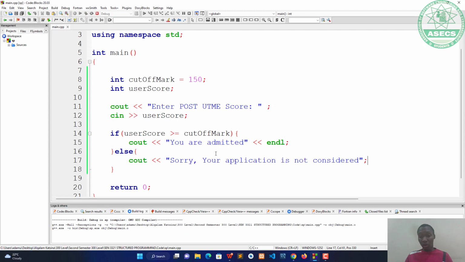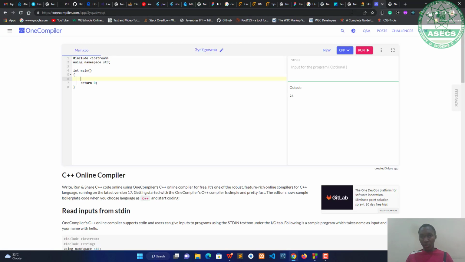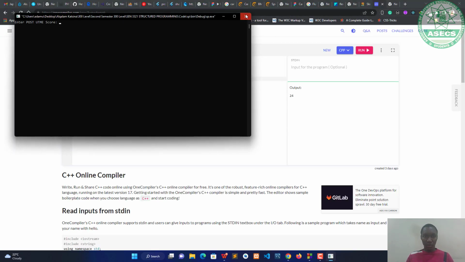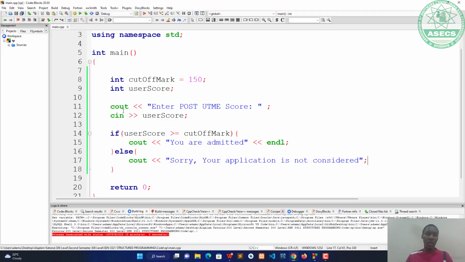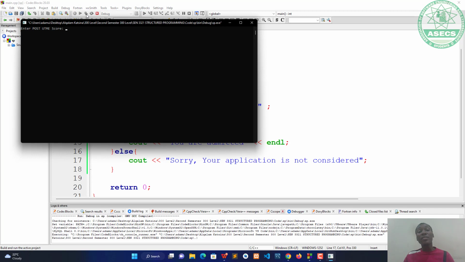And don't forget, you can still use this. You can still use this compiler and compile your programs. So let me just run it again. All right, let's say, God forbid, someone scored 69. So you have to show the application is not considered.